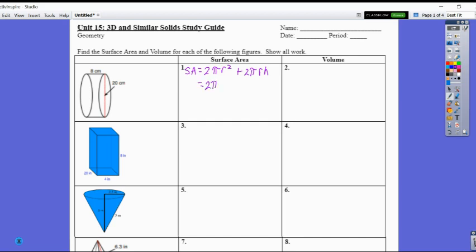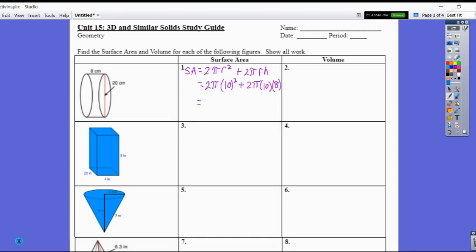Plugging in those values then, 2 pi times a radius of 10, because we're not going to do the entire diameter of 20, just half of that for the radius. This is squared plus 2 pi, radius is 10 again, and the height is 8. Height is that distance from circle base to circle base.